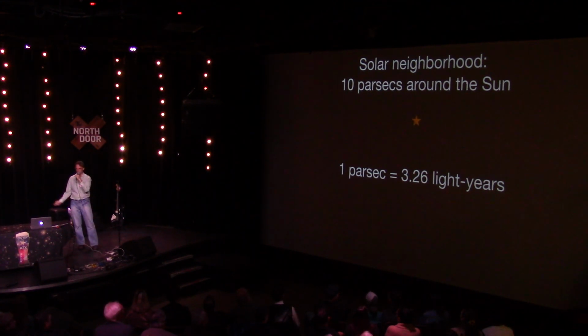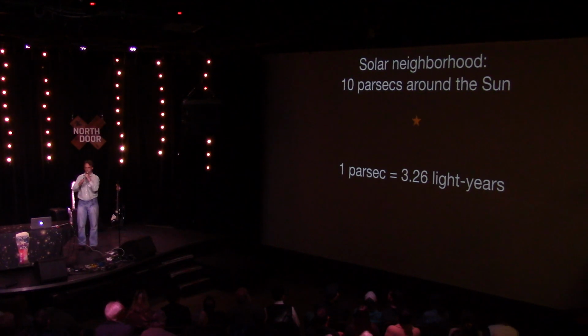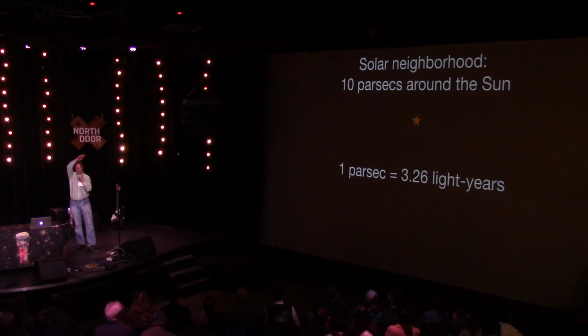Okay, so back to the neighborhood. The solar neighborhood is a sphere that's a radius 10 parsecs. So everything within 10 parsecs of our solar system.